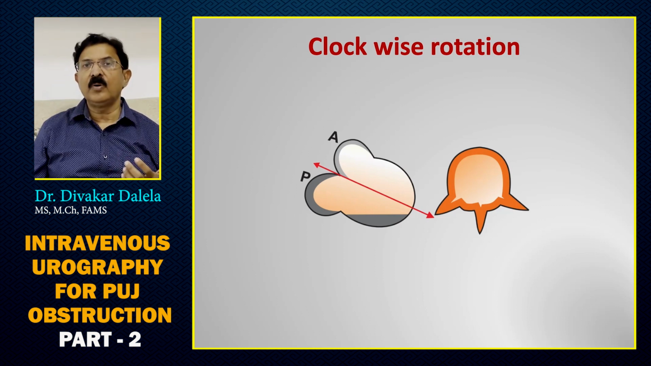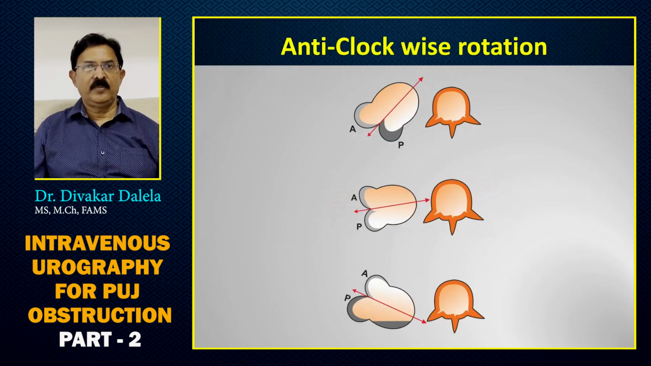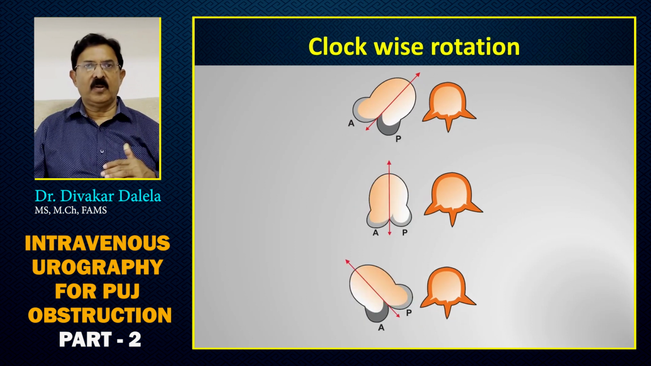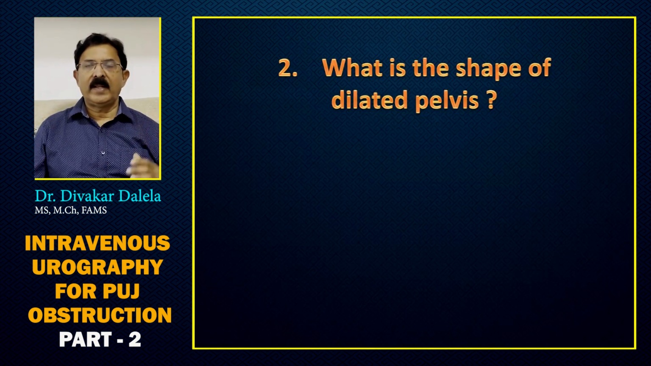So what is visible more: anterior calyx, posterior calyx or the pelvis? On that basis, by looking at the relativity of all these three, if you know all these three alignments in anti-clockwise rotation or in clockwise rotation, then you can have an idea about the rotational normality.